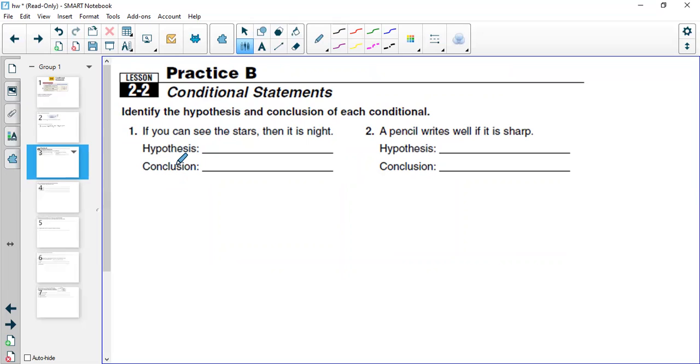What is the hypothesis of this? So the hypothesis means something which you could do if. So if you can see the stars. So hypothesis is you can see the stars. So if you can see the stars, what is the result of that? Or what will happen if you can see the stars? Then it is night. So the conclusion is, it is night.